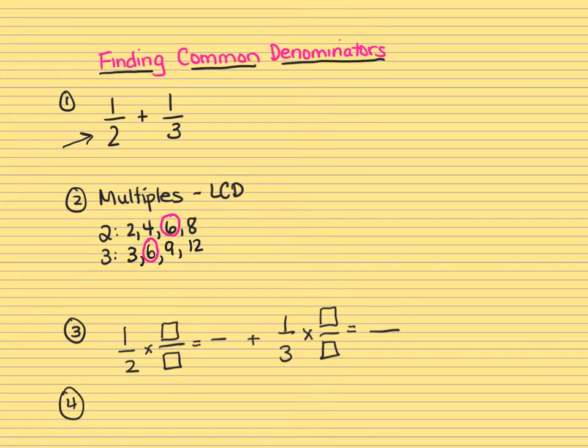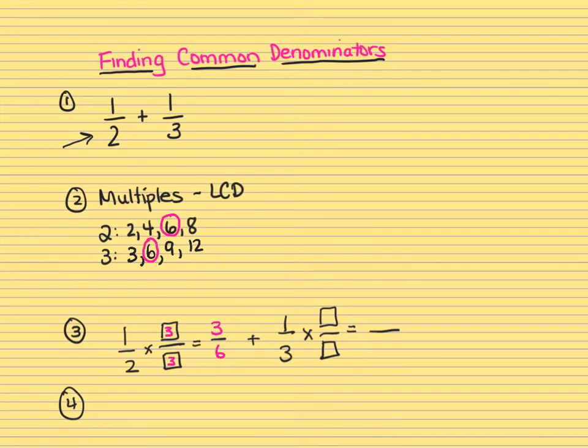All right, so the next step is we now have to multiply 1/2 by the number that is going to get us to the 6. In this case, it's the third multiple. It's the times 3 over 3. 1 times 3 is 3. 2 times 3 is 6. Okay, so 1/2 is the equivalent of 3/6.